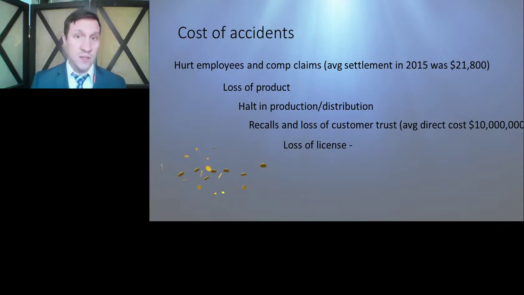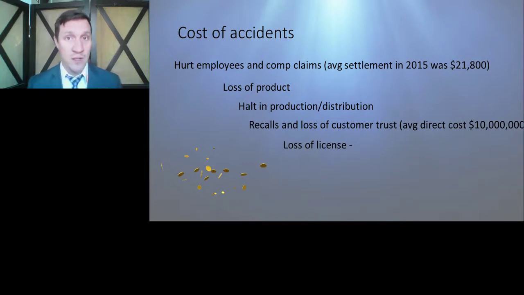So accidents can cost a lot as well. So the average workers' compensation settlement in 2015 was $21,800. And that's just the average. Certainly the potential is much higher. And as I mentioned, sometimes we hire people that we know are family members. And so of course we don't want them to get hurt as well.